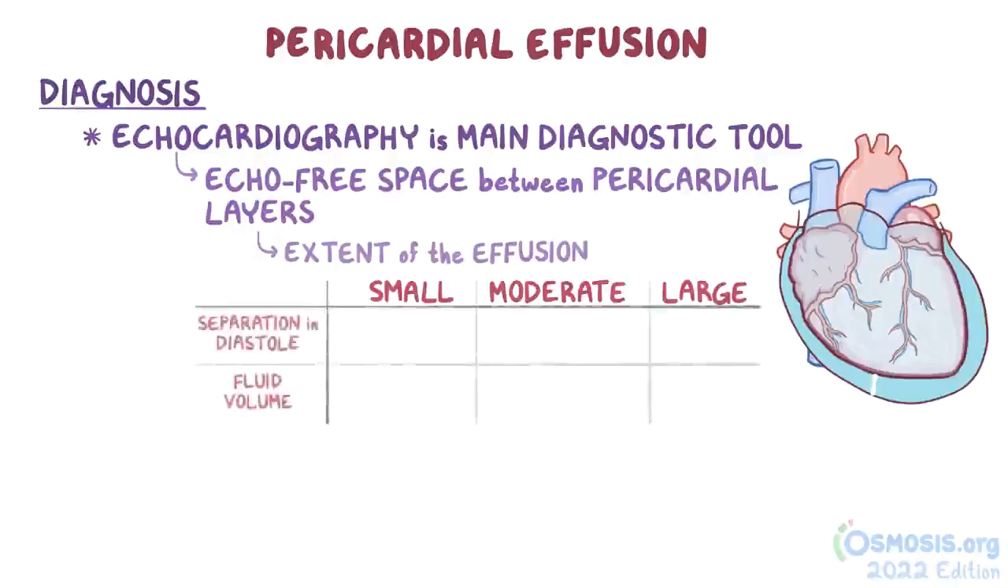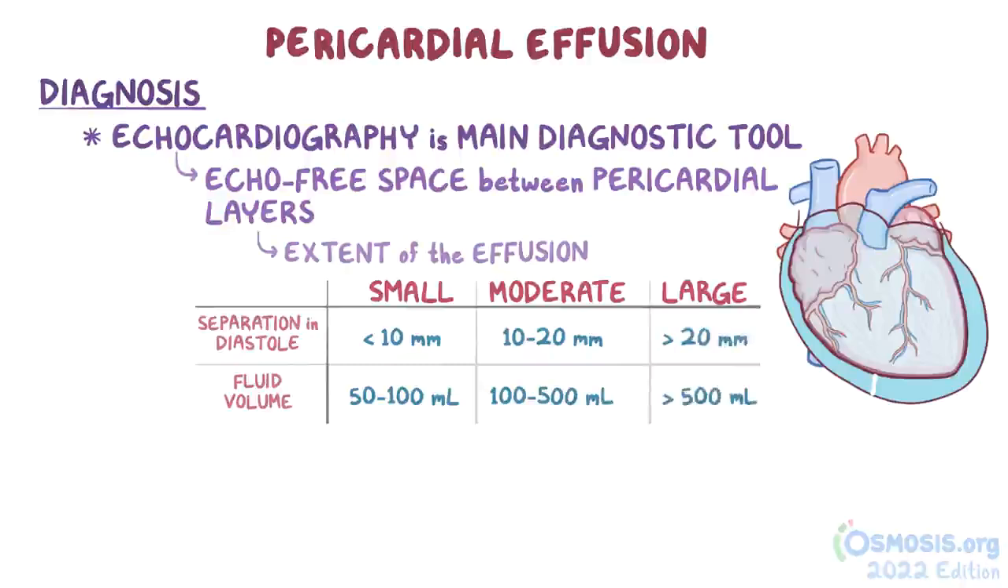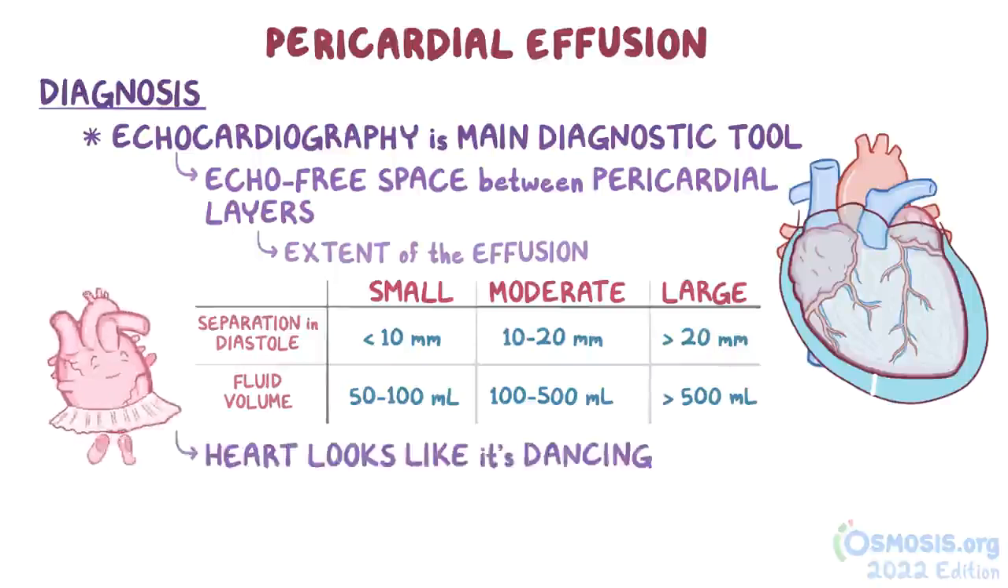For circumferential pericardial effusions, a pericardial effusion that has less than 10 millimeters of pericardial separation in diastole is small and corresponds to a fluid volume of 50 to 100 milliliters. 10 to 20 millimeters of separation is moderate and corresponds to a fluid volume of 100 to 500 milliliters. And greater than 20 millimeters separation is large and corresponds to a fluid volume greater than 500 milliliters. Additionally, on an echocardiogram, a pericardial effusion makes the heart look like it's dancing within the pericardium.